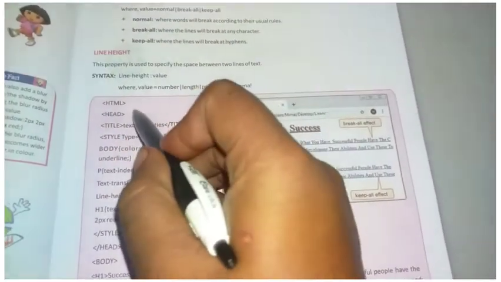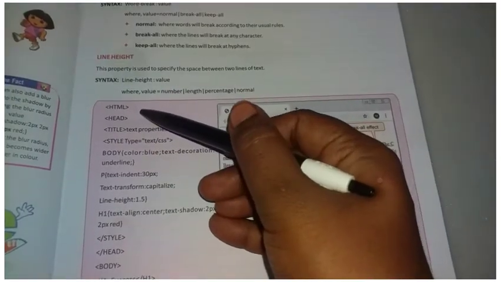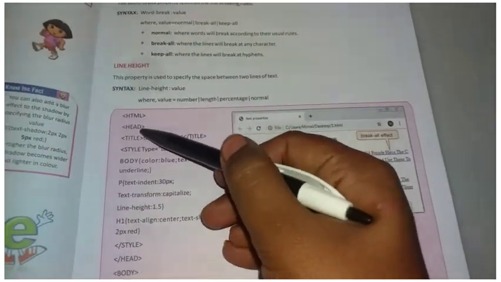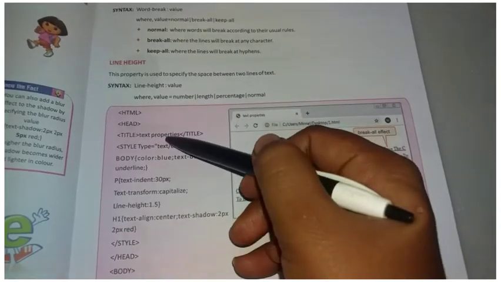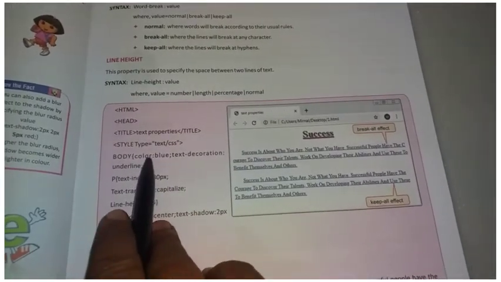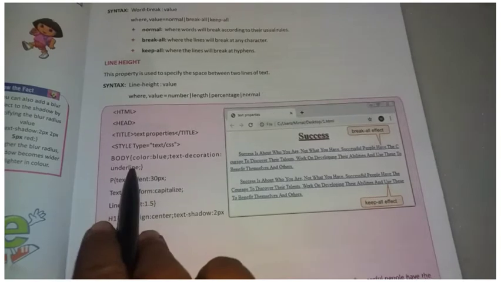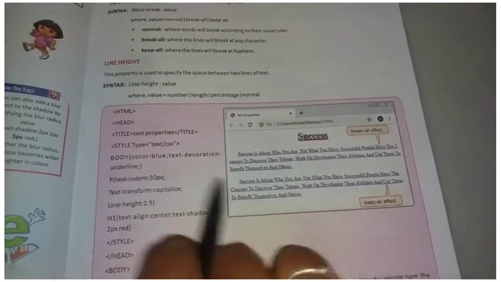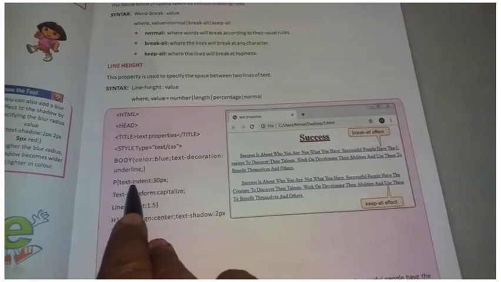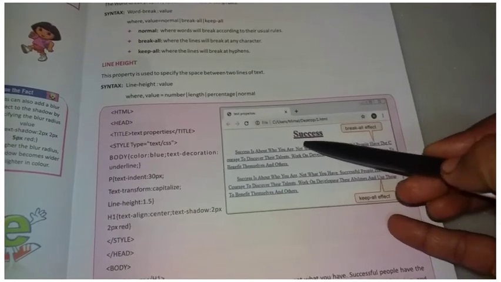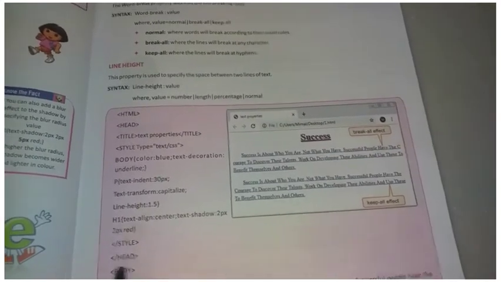Now let's see the body tag elements, all the elements of text properties. Open HTML, head, title. In the title, text properties. In the style tag, type CSS, body, color equals blue, text decoration underline. So all the text here is underlined. Next, paragraph tag, text indent 30 pixels, which means we get an indentation of 30 pixels.